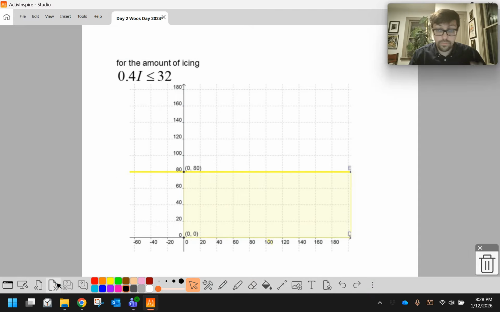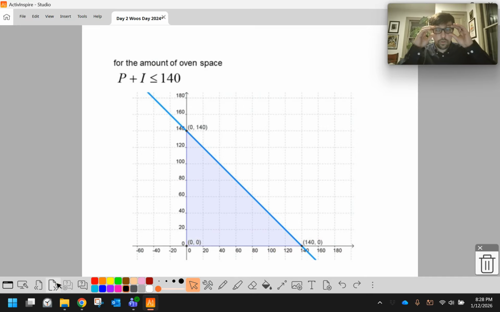So we got icing, we've got all those graphed. Our next one, if we're graphing these all on the same axis, is oven space. So we can make 140 dozen iced cookies or 140 dozen plain cookies. That 70 and 70 should be right here. So that should still work in terms of our oven space.